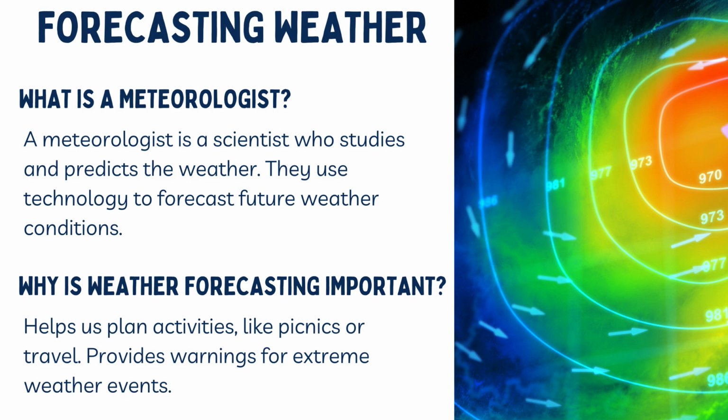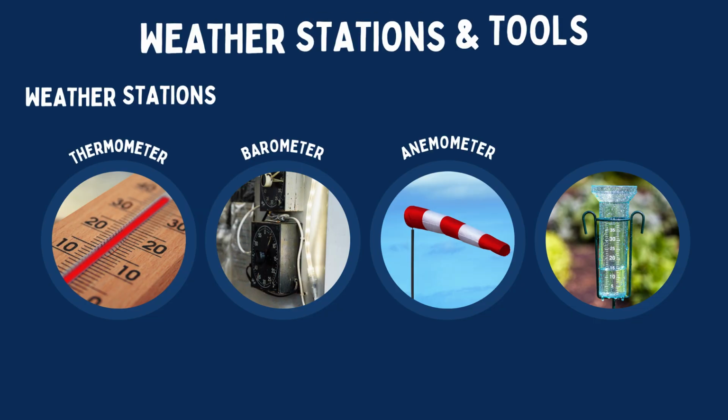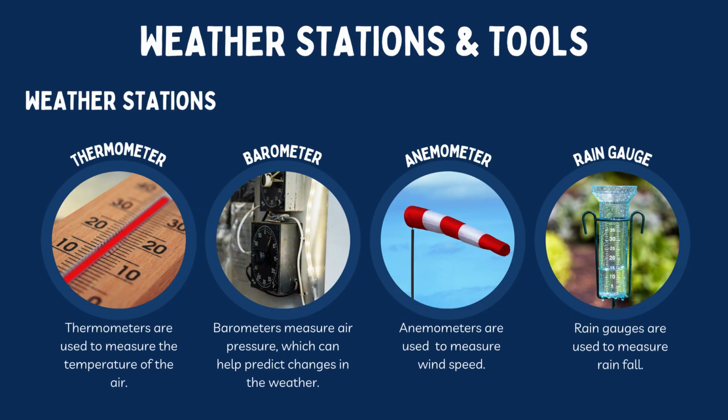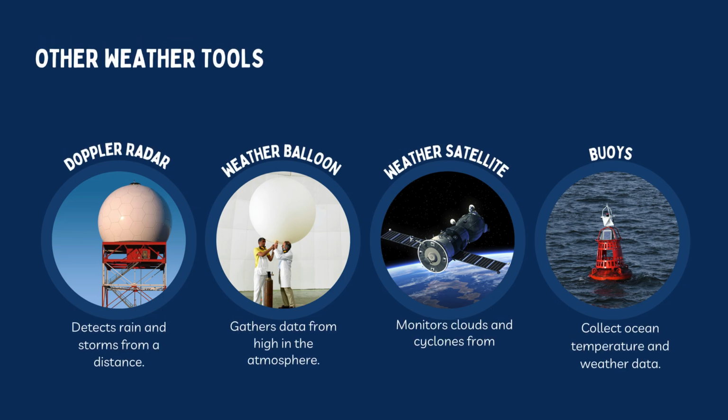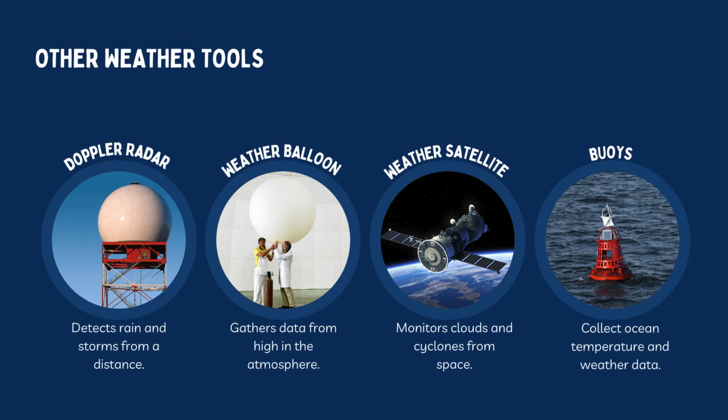Do you know why weather forecasting is important? It helps us plan activities, like picnics or travel. It provides warnings for extreme weather events. Let's explore weather stations and tools now. Thermometer, barometer, anemometer, and rain gauge are examples for weather stations. And other weather tools include Doppler radar, weather balloons, weather satellites, and buoys.